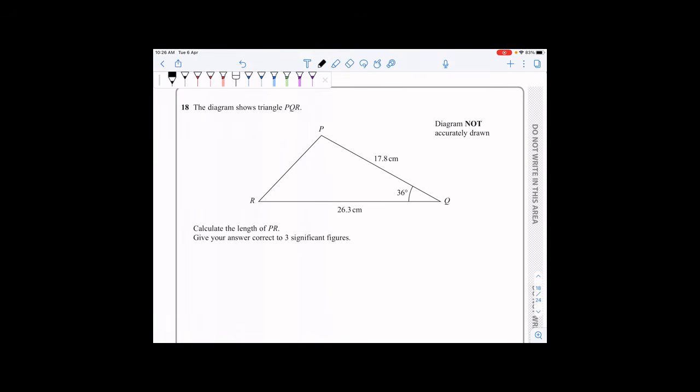18, we've got a triangle here. It's not a right angle triangle. I can't be using Pythagoras or SOHCAHTOA. I'll be using the cosine rule.